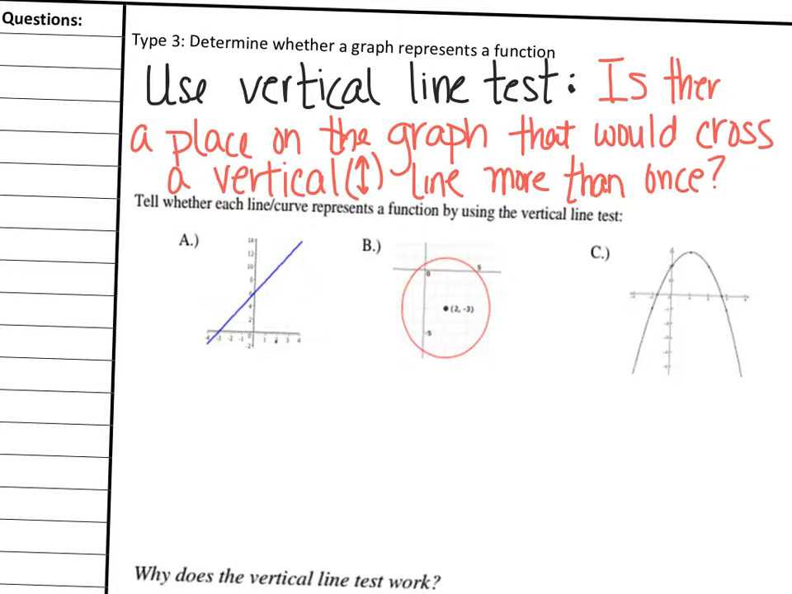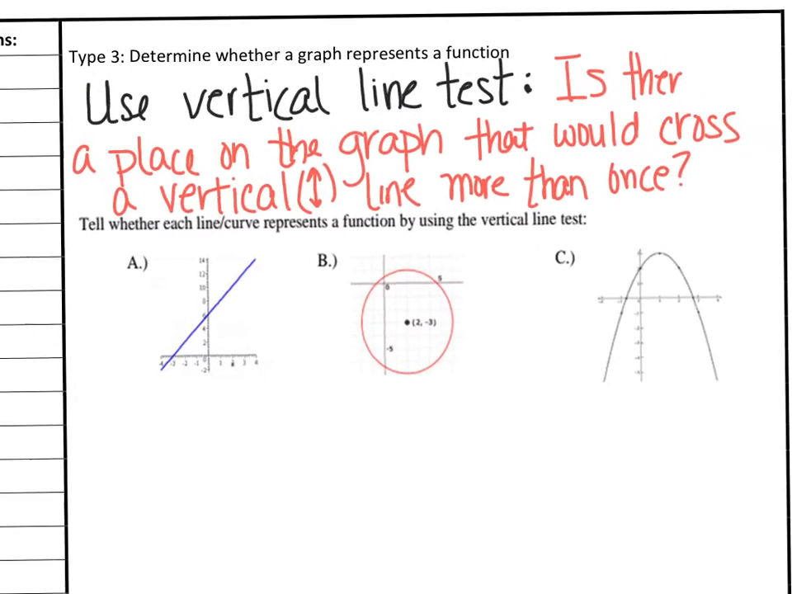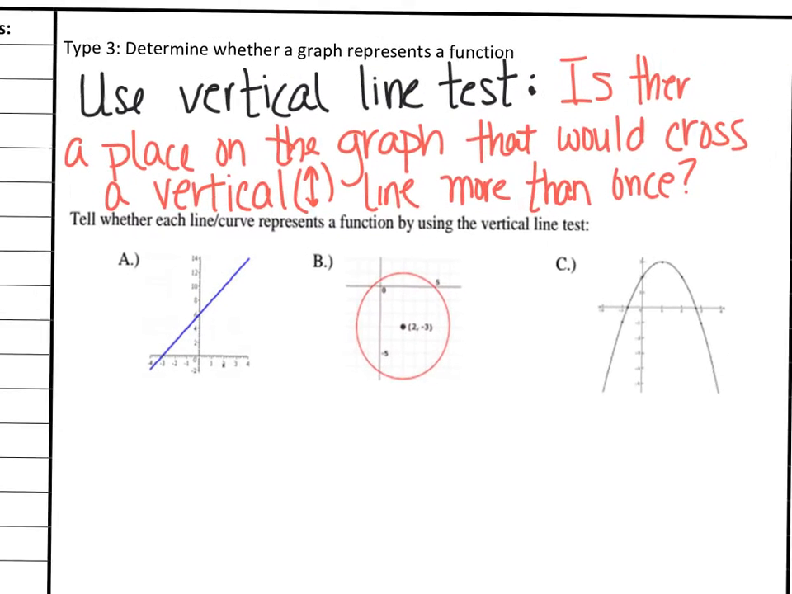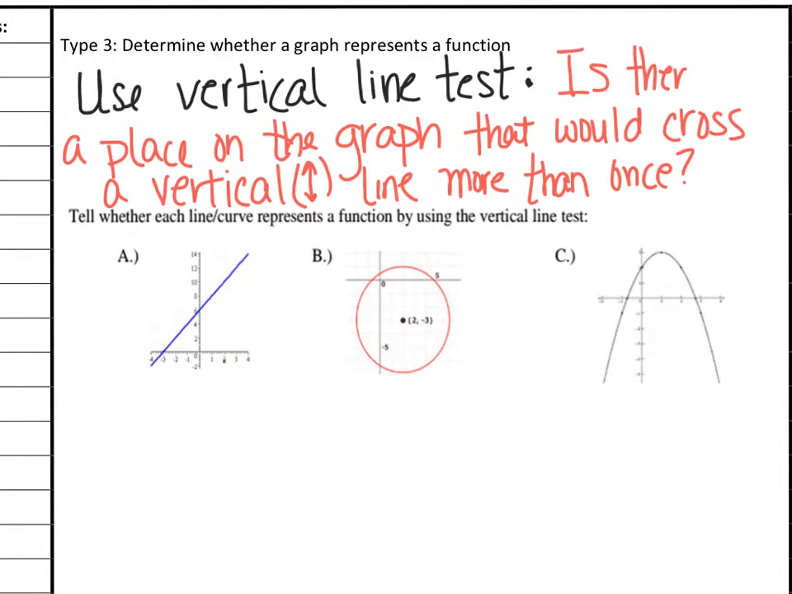All right, so on the back is the third type that they're going to ask you. It says, determine whether a graph represents a function. So they'll give you a graph like an A, B, or C, and they will want to know whether or not that thing is a function. All right, and so this is the vertical line test.